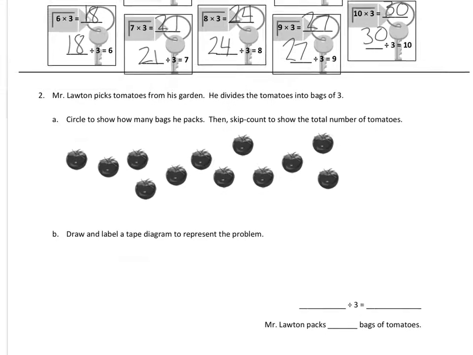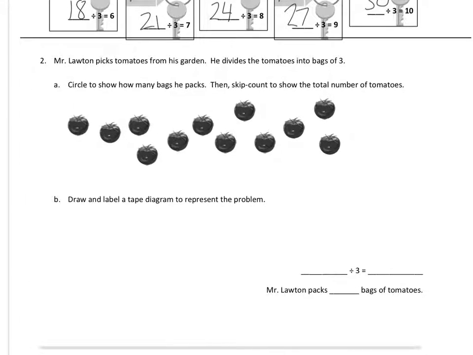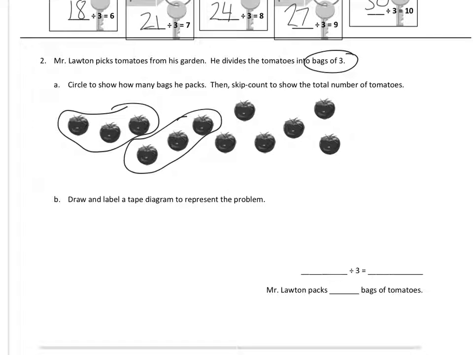Mr. Lawton picks tomatoes from his garden. He divides the tomatoes into bags of 3. Circle to show how many bags he packs. Then skip count to show the total number of tomatoes. So we need to circle bags of 3. That means there are 3 in each bag. Remember, you don't have to circle your bags of 3 just like I do, as long as you have 3 in each bag.